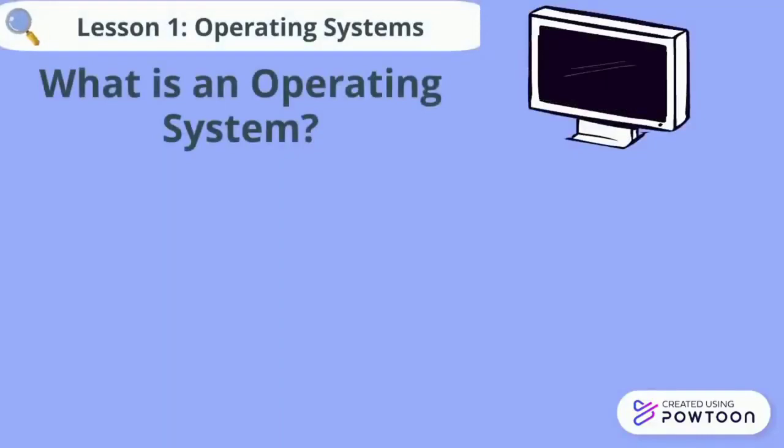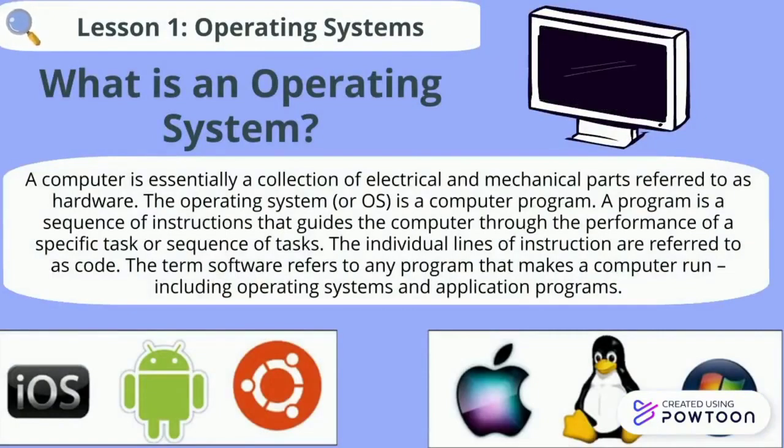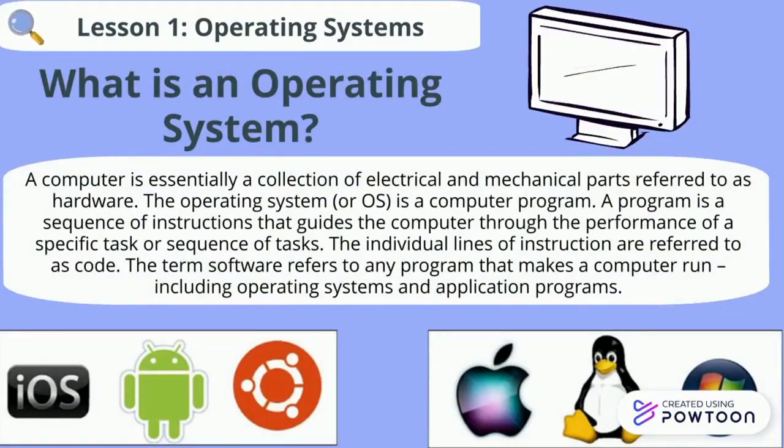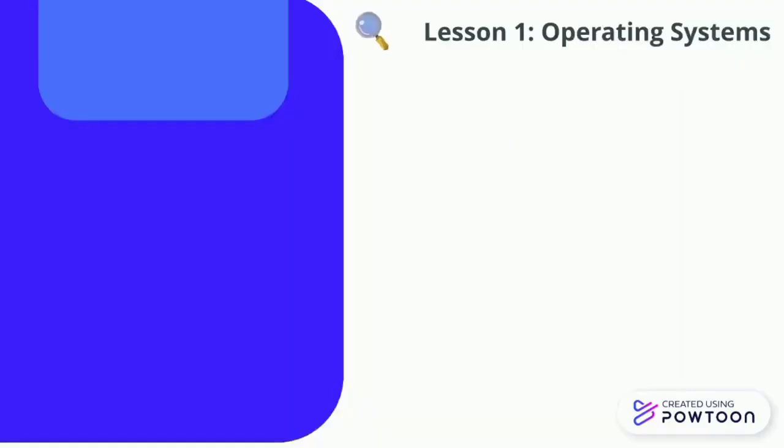What is an operating system? A computer is essentially a collection of electrical and mechanical parts referred to as hardware. The operating system, or OS, is a computer program. A program is a sequence of instructions that guides the computer through the performance of a specific task or sequence of tasks. The individual lines of instruction are referred to as code. The term software refers to any program that makes a computer run, including operating systems and application programs.